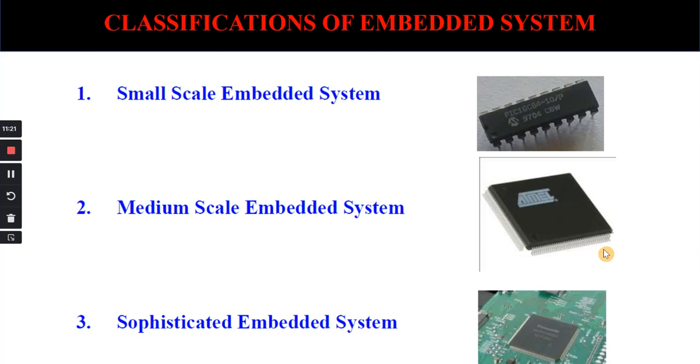For a medium scale embedded system, you can take a traffic light signal or a vehicular application. Those applications have multiple inputs and outputs, so they are called medium scale embedded systems. When you go to sophisticated embedded systems, they operate with the help of processors and FPGAs. They do somewhat more complex things, like image processing, digital image processing, speech processing, and many more. These are called sophisticated embedded systems.